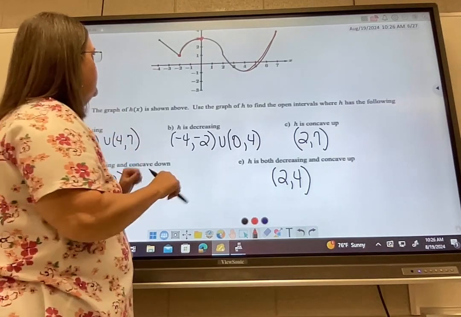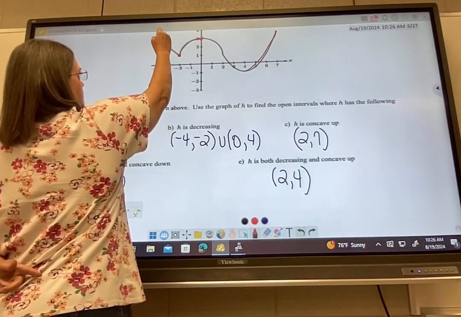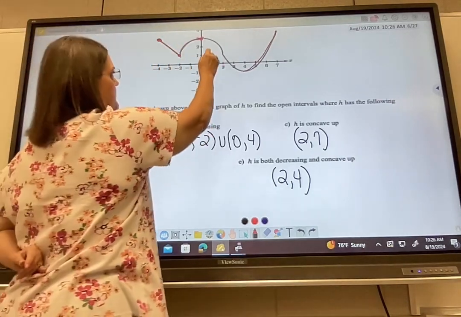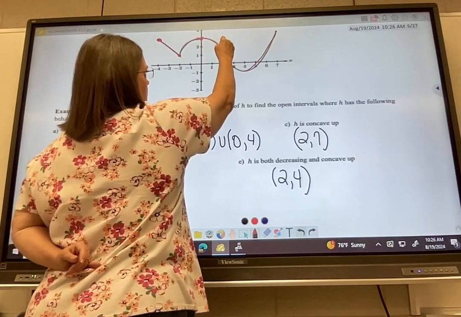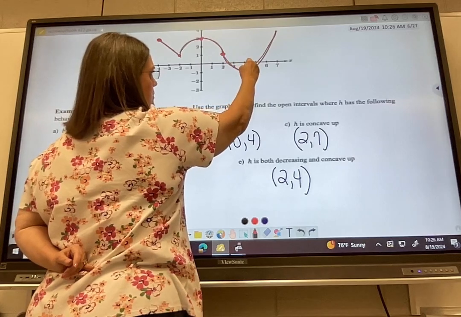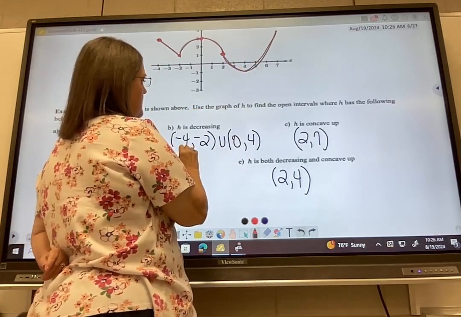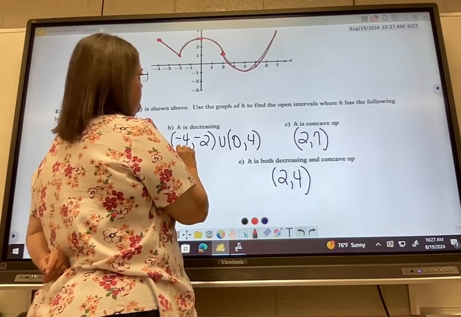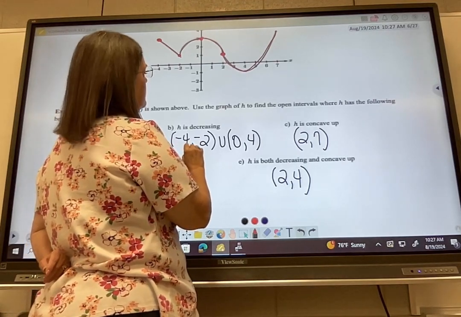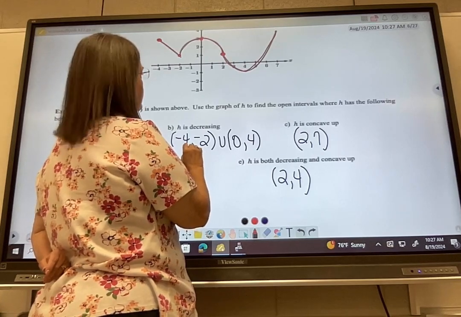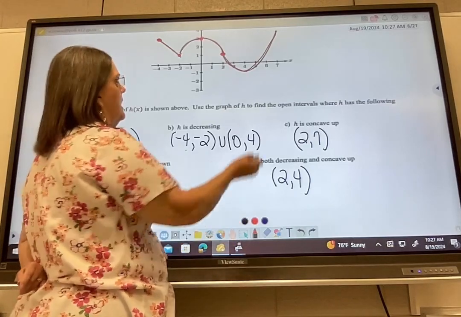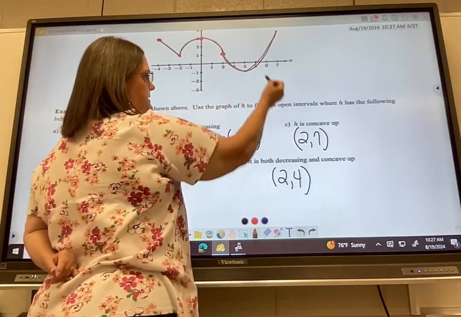This one is decreasing from -4. So the graph is going down from -4 to -2. It is also going down from 0 and has a point of inflection right here, but it's still going down all the way to 4. So from -4, I wrote, yes, -4 to -2. And I thought there for a minute I'd written it wrong, but I did not. And from 0 to 4, it is decreasing.